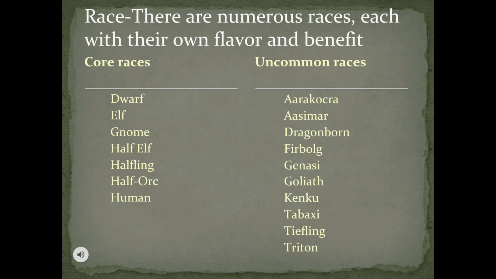Aasimar. These are celestial-blooded humans. They have angelic blood, and some of that ability manifests with them. Dragonborn. They are humanoid small dragons. They have a breath weapon, and they are very tribal. Furbolgs. These are small nature giants with the ability to turn invisible, and they are almost natural-born druids.